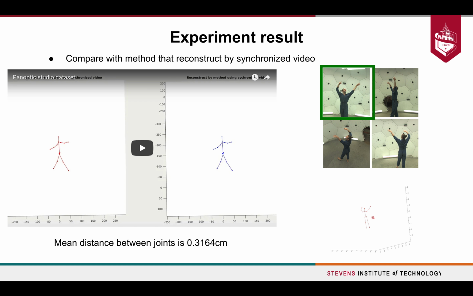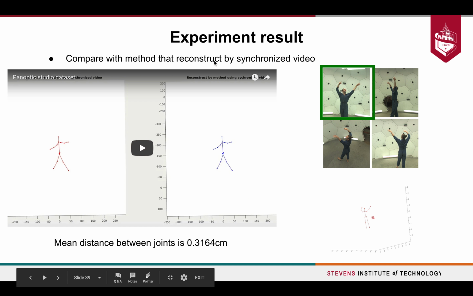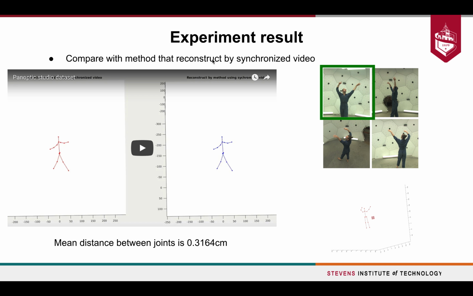And finally, we do some real data experiment. We use the Panoptic Studio from CMU. They have multiple synchronized cameras. In their dataset they also have 2D observations and a 3D structure, which is computed by their method using synchronized videos.